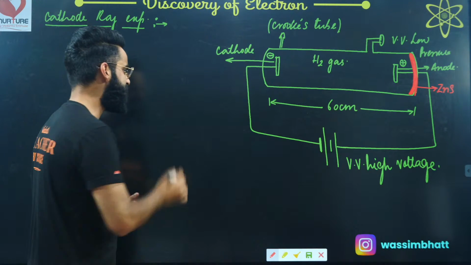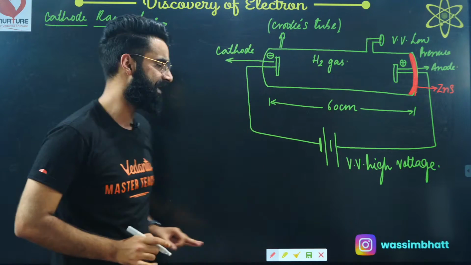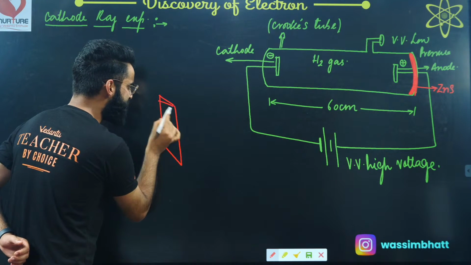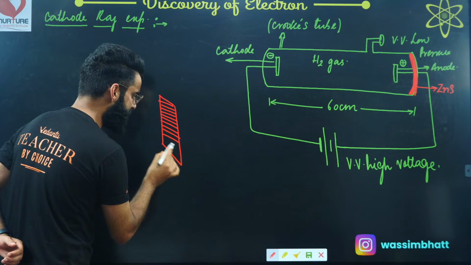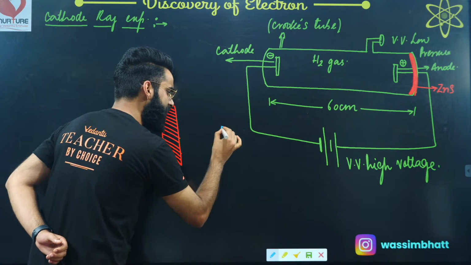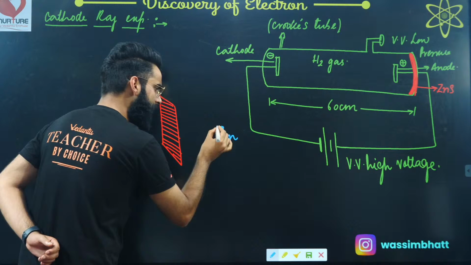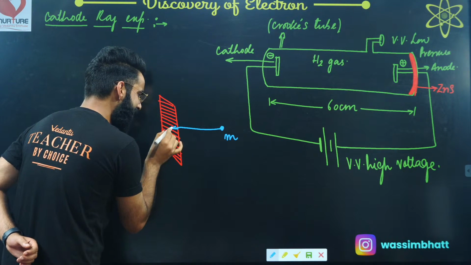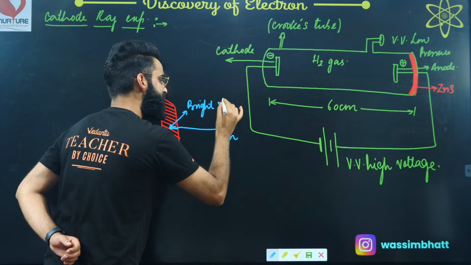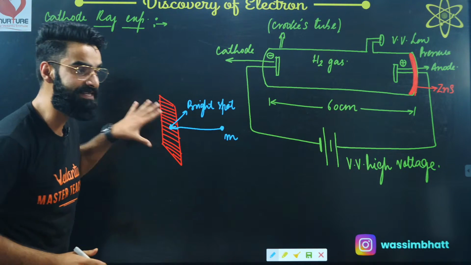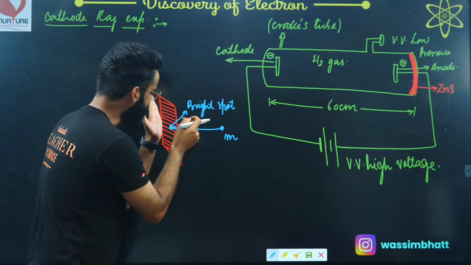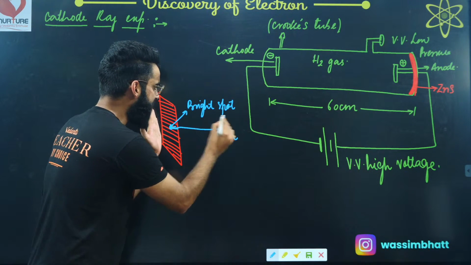Why did he do that? There's a property of this zinc sulfide material. For example, let's say I have a plate coated with zinc sulfide, and I have a particle which has some mass m. When this particle strikes the zinc sulfide screen, at that point of striking, a bright spot gets created. That is the property of zinc sulfide: when any particle carrying some mass strikes this surface, at that point a bright spot gets created.